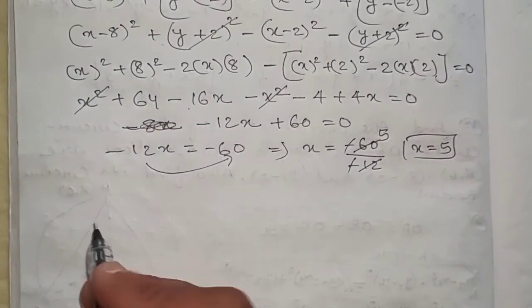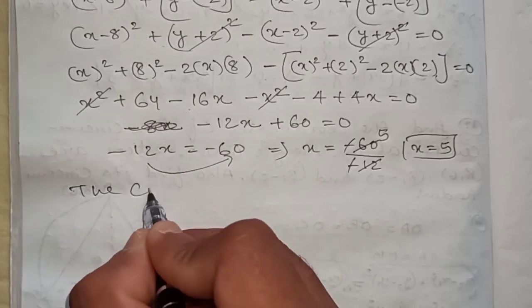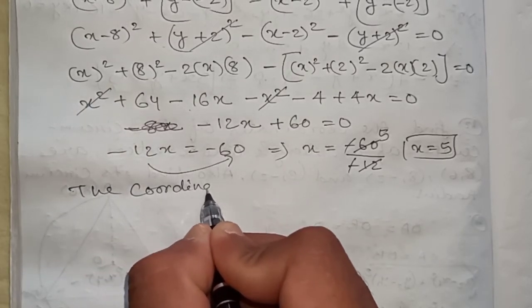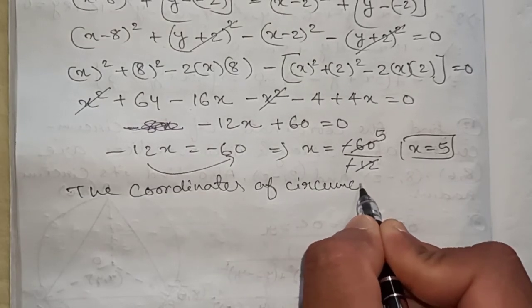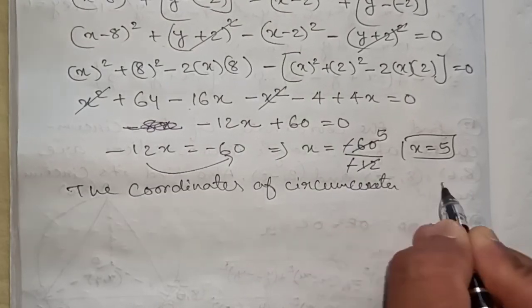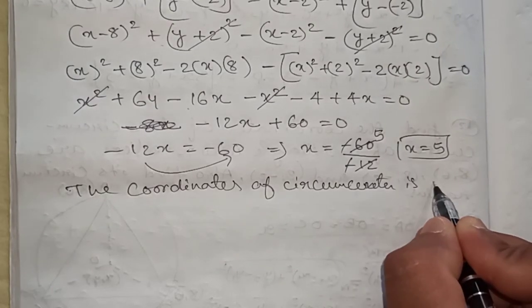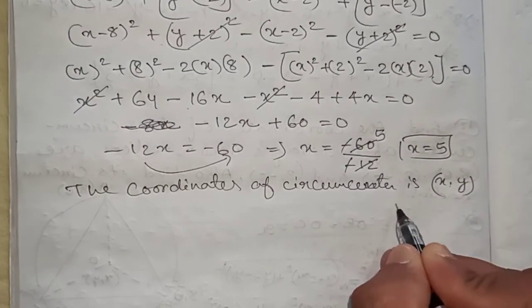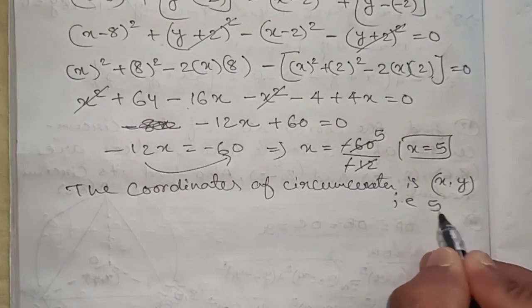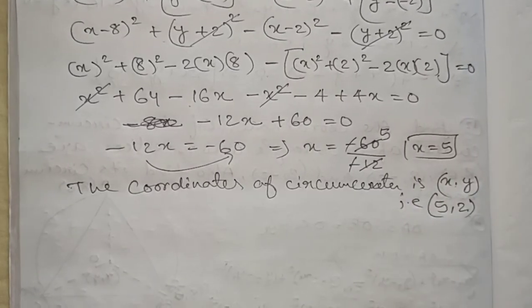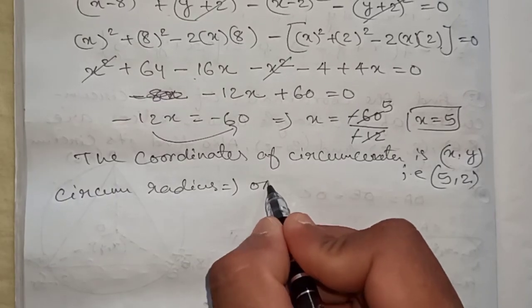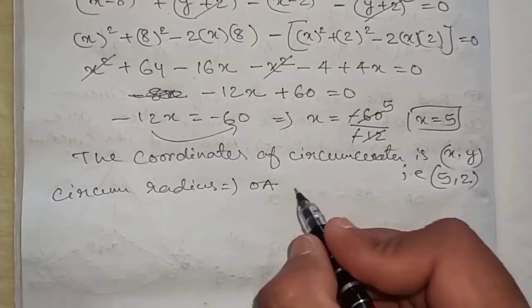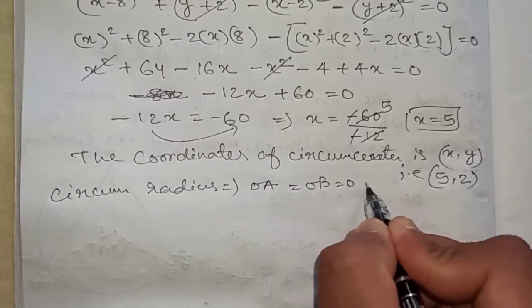That means the coordinates of circumcenter is x comma y, that is 5 comma 2. And the circumradius will be the length of OA. Either OA or OB or OC, anything.